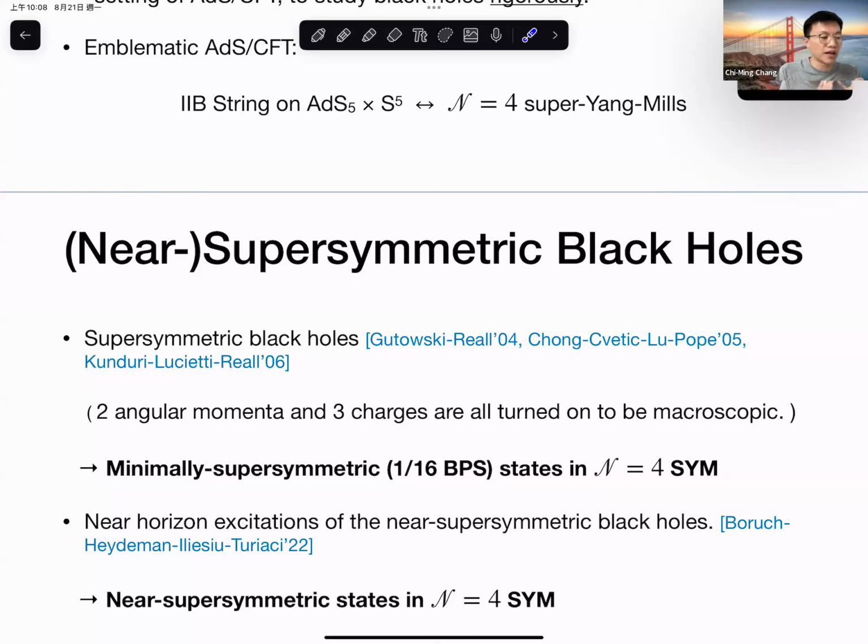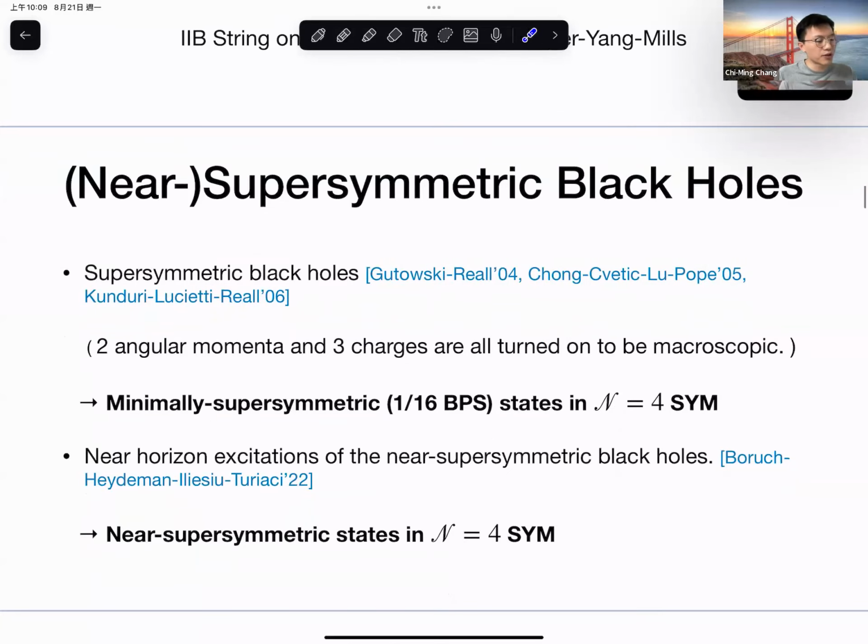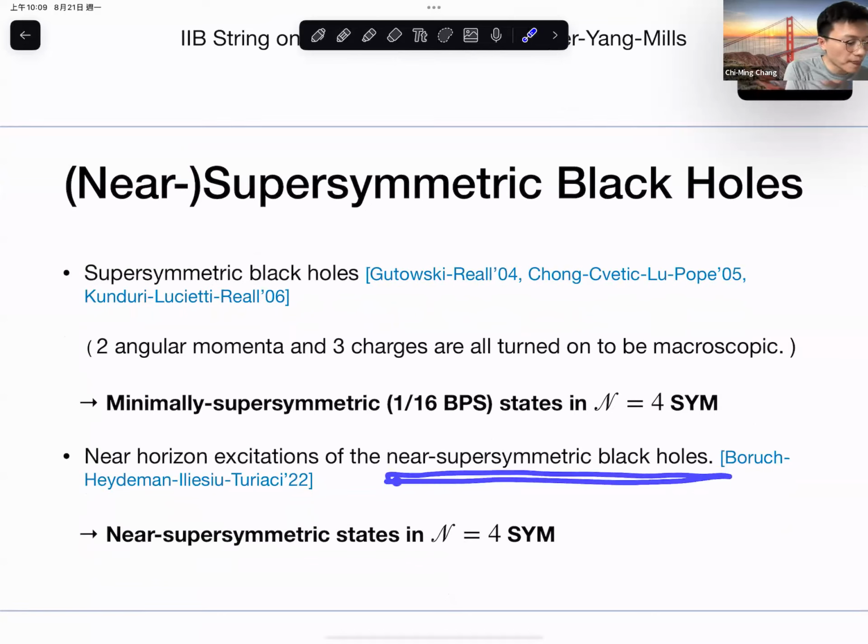On the gravity side, type IIB on AdS5 times S5 has 32 supercharges, and N=4 super Yang-Mills also has 32, and that means these black holes are 1/16 BPS. So they correspond to 1/16 BPS states in N=4 super Yang-Mills. In this talk, I will also discuss the near-supersymmetric black holes, focusing in particular on the near-horizon excitations of these black holes, and they will correspond to near-supersymmetric states in N=4 super Yang-Mills.